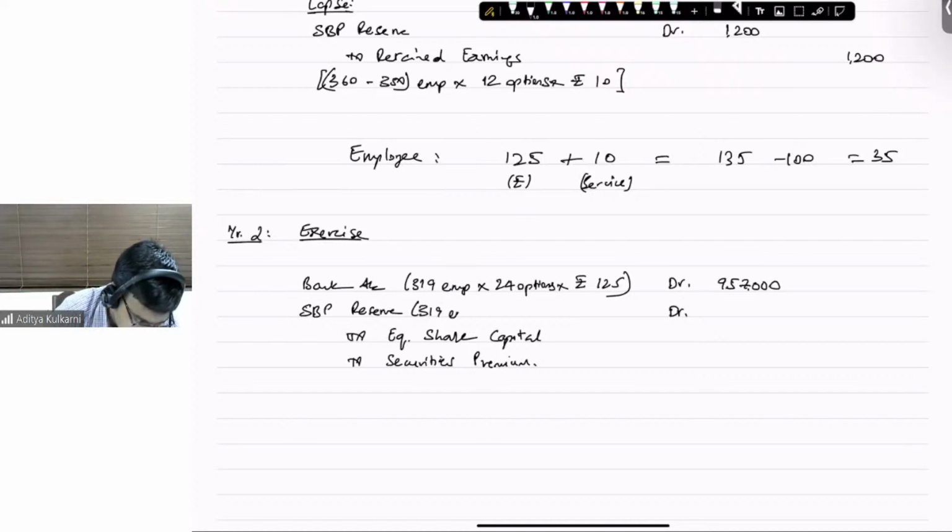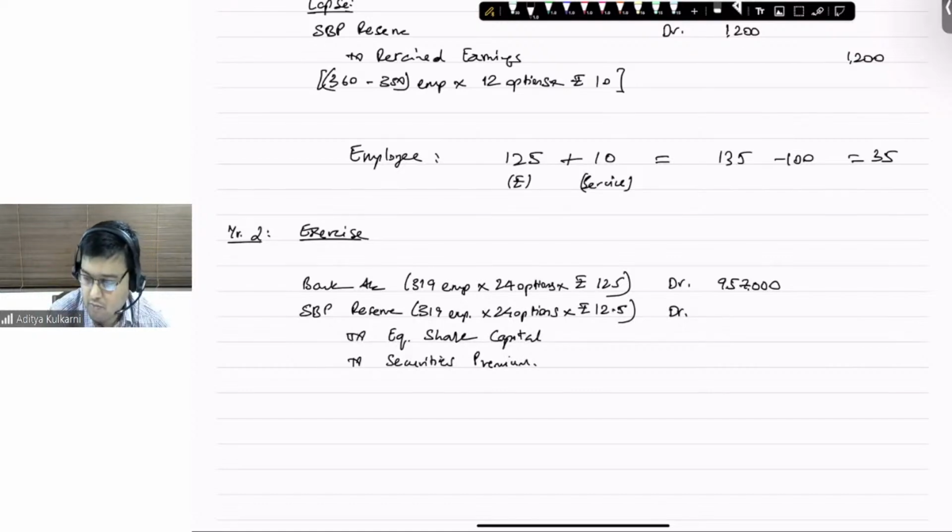SBP reserve: 319 employees into 24 options. What is the value of 2 years of hard work? 12.5. So 319 into 24 into 12.5, 95,700. Yes or no? Yes. Manini, yes.